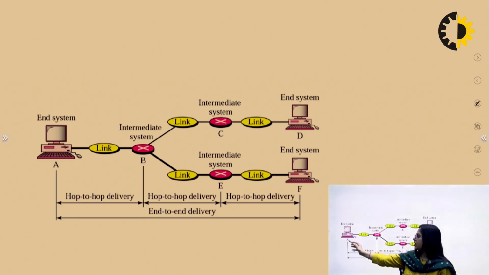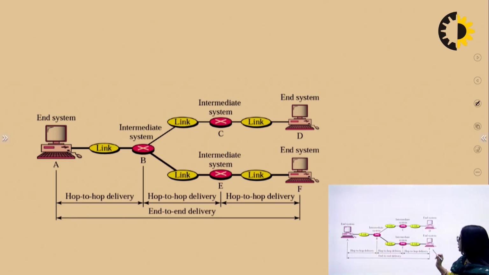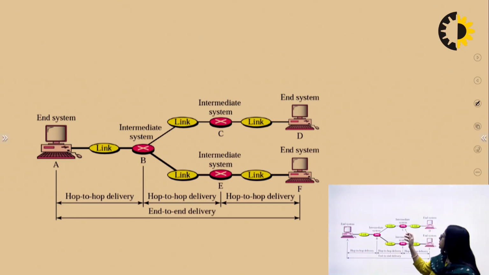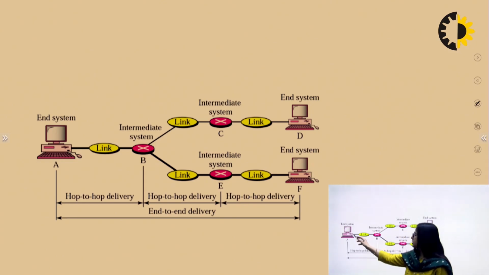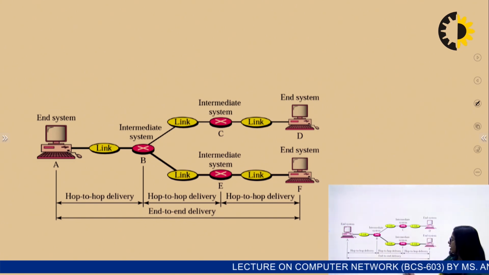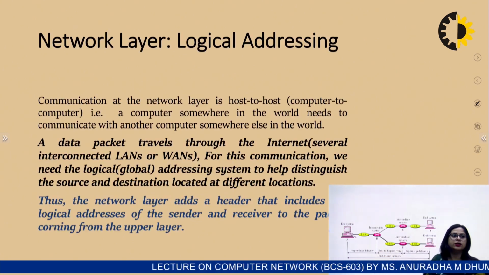When A wants to send data to D, it goes from station A to router B, then from router B to router C. After that, it reaches the destination D. That means it goes hop to hop. This is hop to hop delivery. This is end to end delivery.